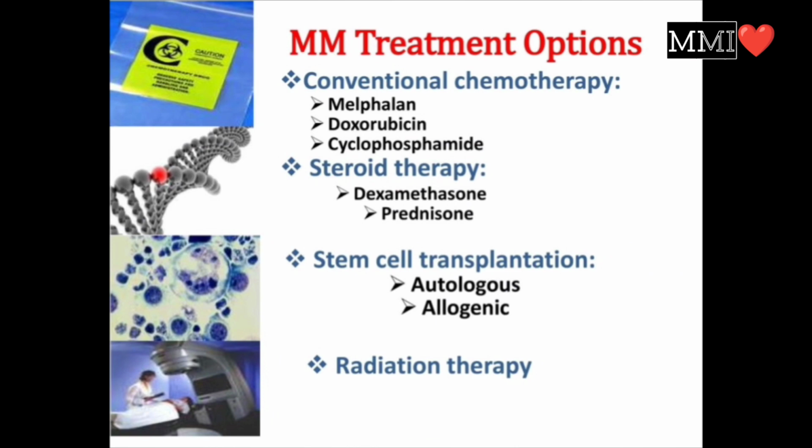Another one is for treatment. We will look at the treatment of multiple myeloma. How is it treated? There is almost no cure for multiple myeloma, but still we will try something. Steroid therapy, dexamethasone, prednisolone, stem cell transplantation, autologous or allogeneic, and radiation therapy. You can try all of this. Hopefully it gets treated soon.